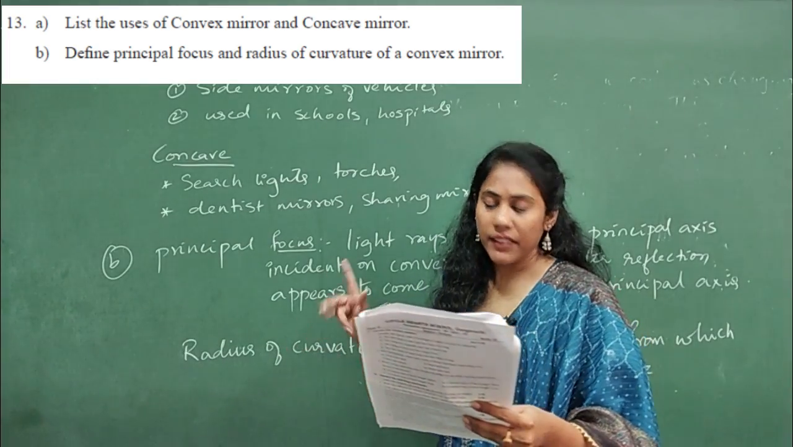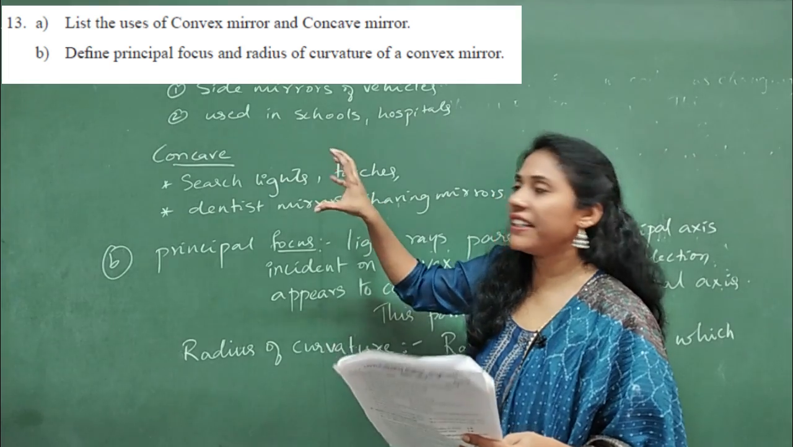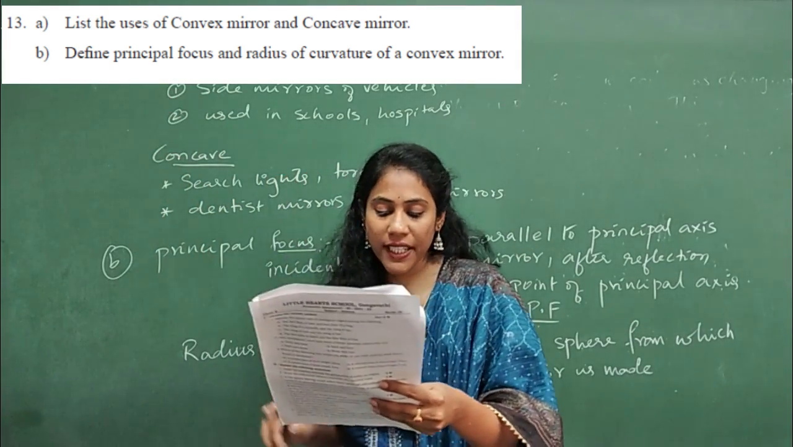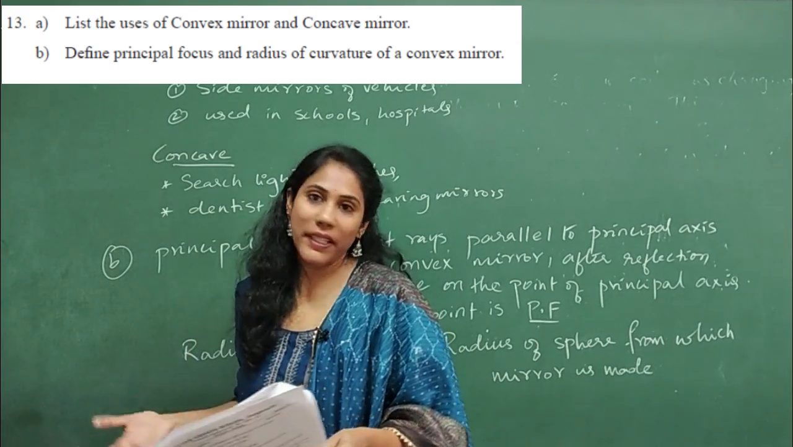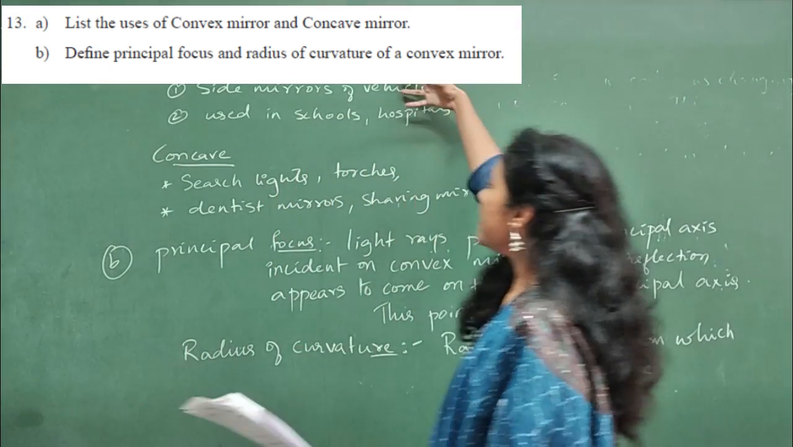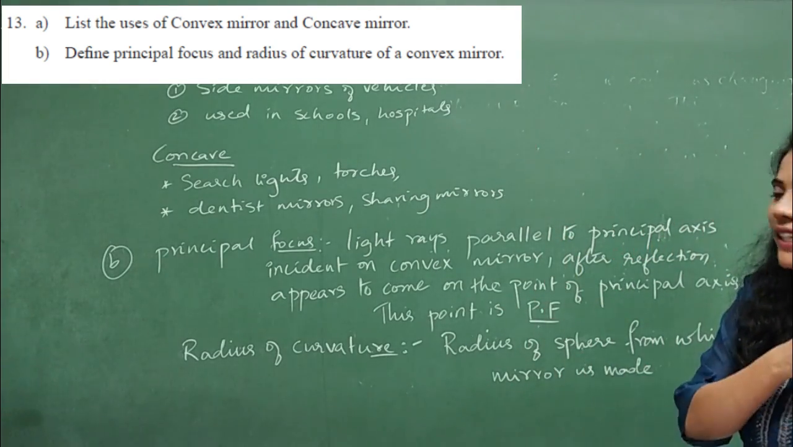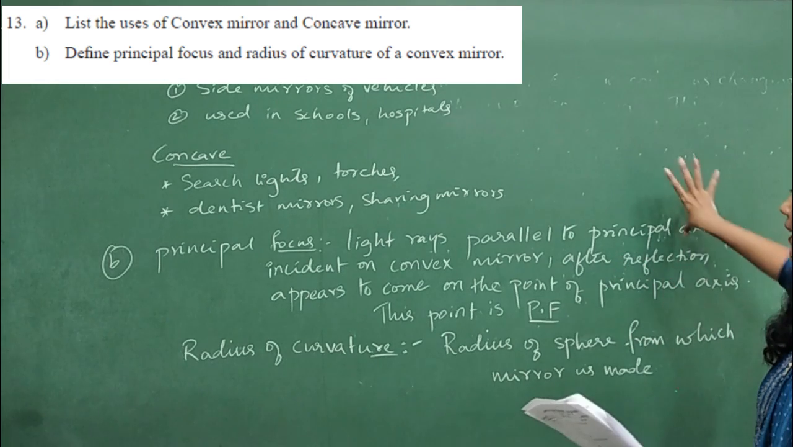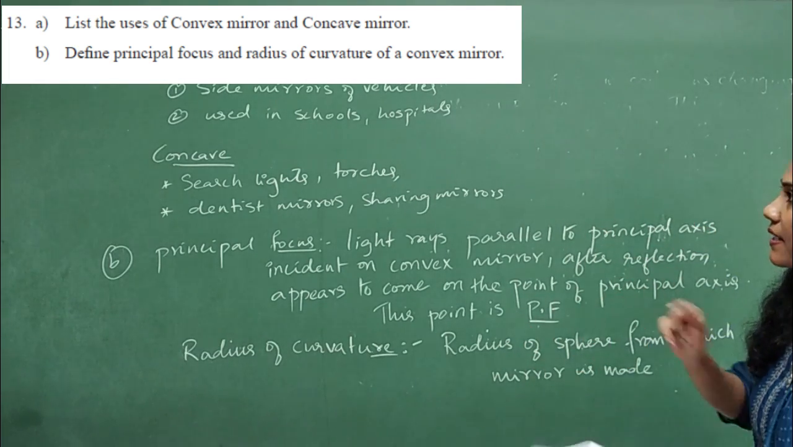See, guys, the 13th question is a very simple question. It is divided into two questions, A and B. Question A is: list the uses of convex mirror and concave mirror. Very simple. I have listed the uses here. As it is, you can copy and write in your examination. You will get complete marks. To help you all, I have already written the answers here in short form. So take a screenshot.